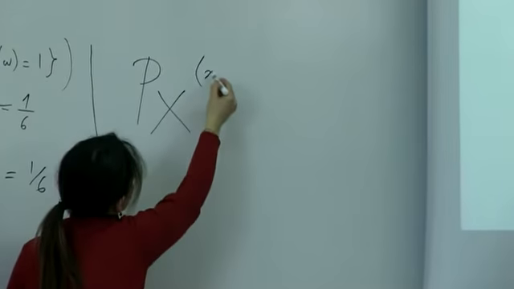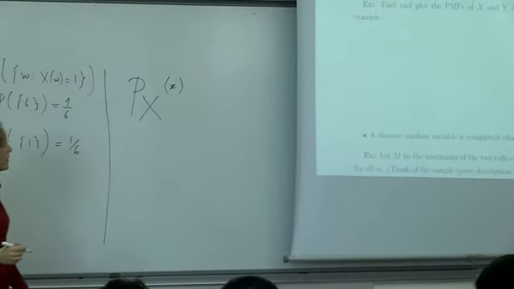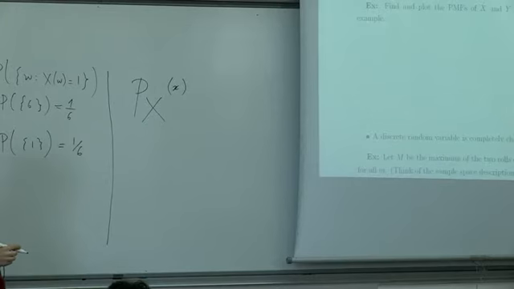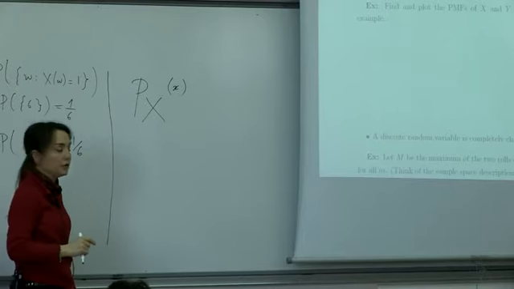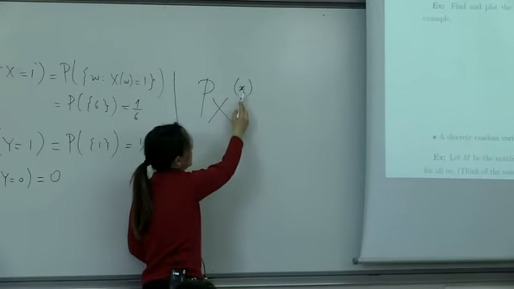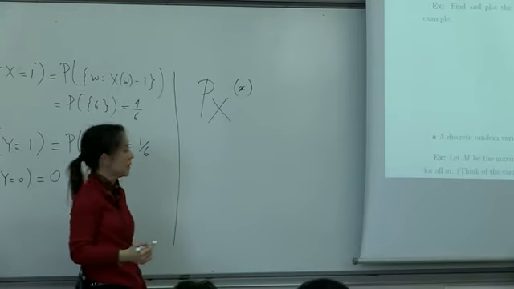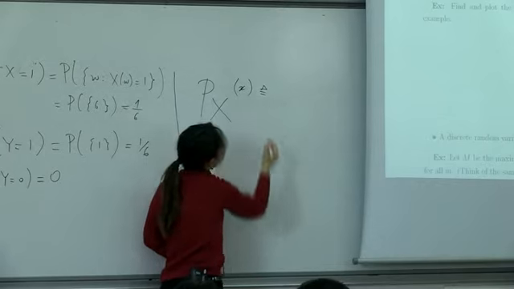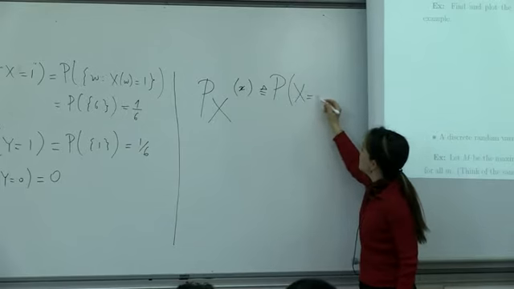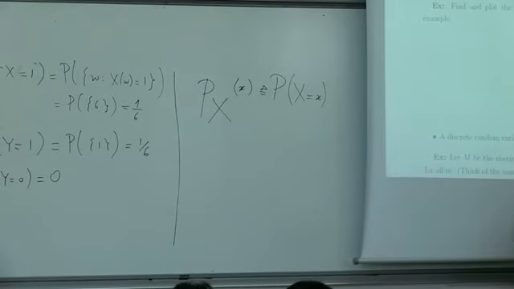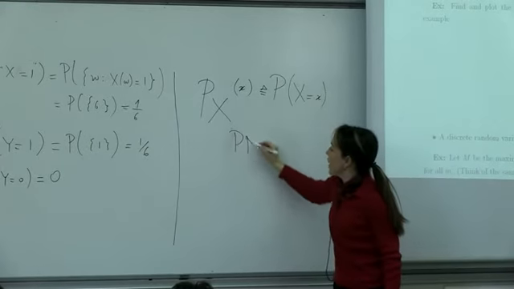P_X of script x. I exaggerated the size of the letter x for you to see that this x denotes the name of the random variable. It's distinct from this script x, which stands for the value that the random variable takes. This is defined as the probability that the random variable X takes on the value script x. It's called the probability mass function.